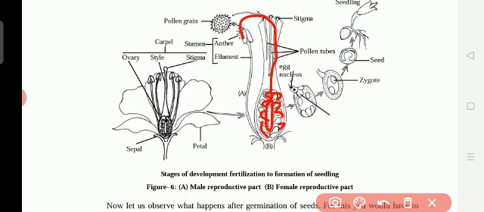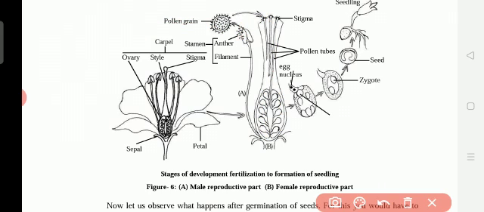In human beings, in the male, what is the reproductive cell? It is the sperm. But in the flower, the male reproductive part is the pollen grains. For the female, it is the ovary. So what are the gametes here? The pollen grain is the gamete, the reproductive cell of the male. And the ovum, the egg, is the gamete of the female. This is the way.